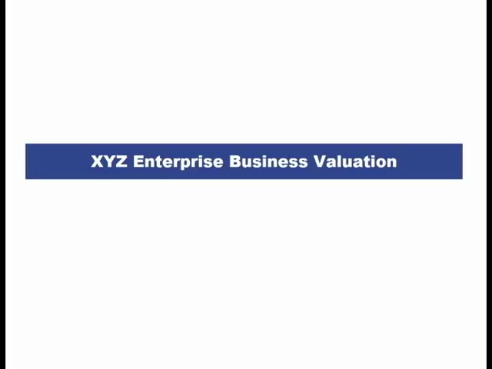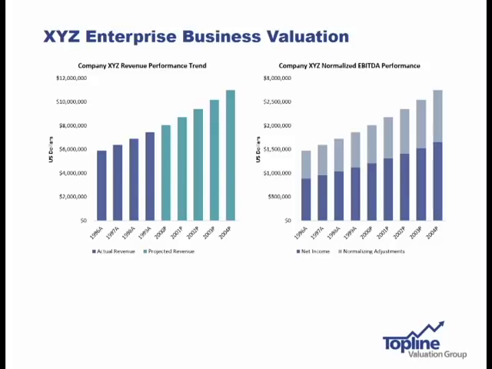Moving right along, we kind of get into what the owners obviously want to see, and that's what is my company worth. Here we've kind of chosen an enterprise value basis. Two graphs to start out, just kind of a cover sheet or executive summary, just showing graphically actual through projected years of revenue performance trends and also normalized EBITDA performance trends.